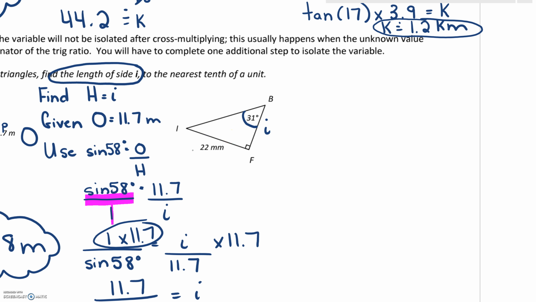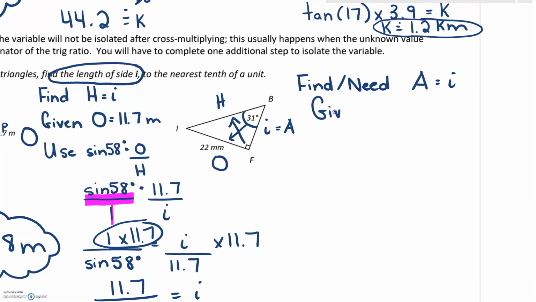And once you do that, what you want to do is start by writing what you're finding or what you need, if you remember the process. So in this case, we're finding or we need lowercase I, which we need to write down. I'm just going to erase that for a second, and we're going to label our sides. Across from the 90-degree angle is the hypotenuse. Across from the given angle is the opposite, and then that leaves I to be the adjacent. So we're finding or needing the adjacent, which is equal to I.